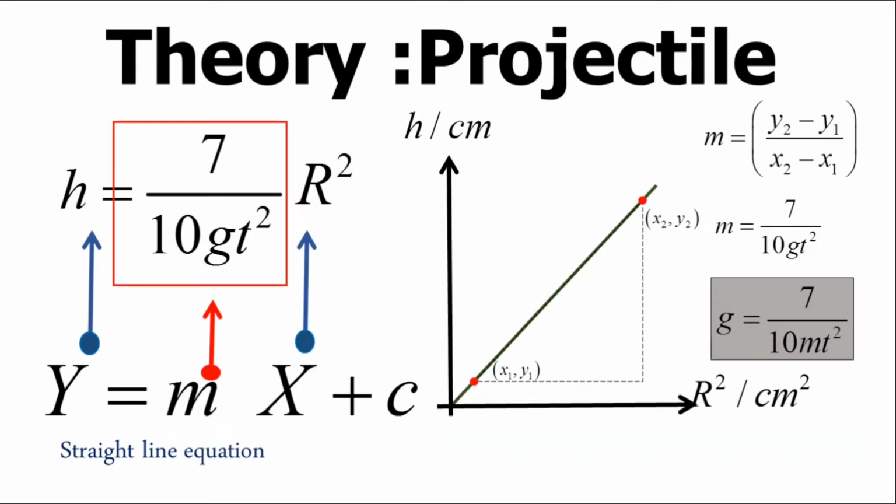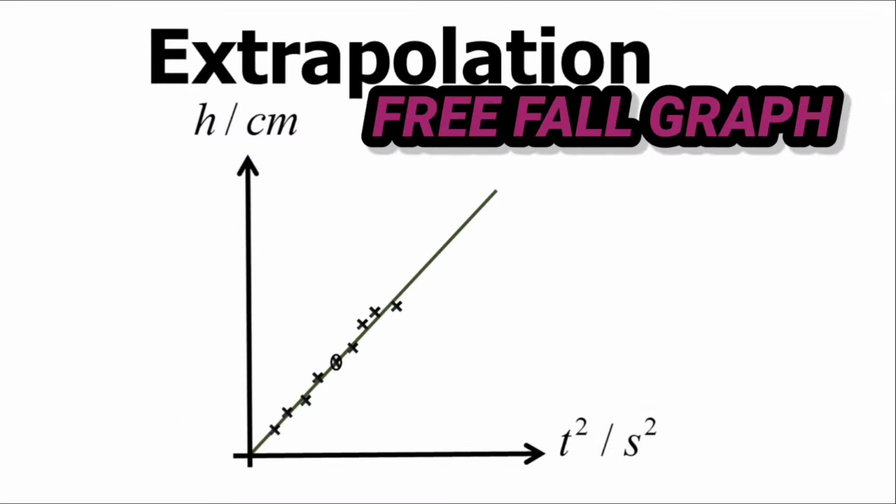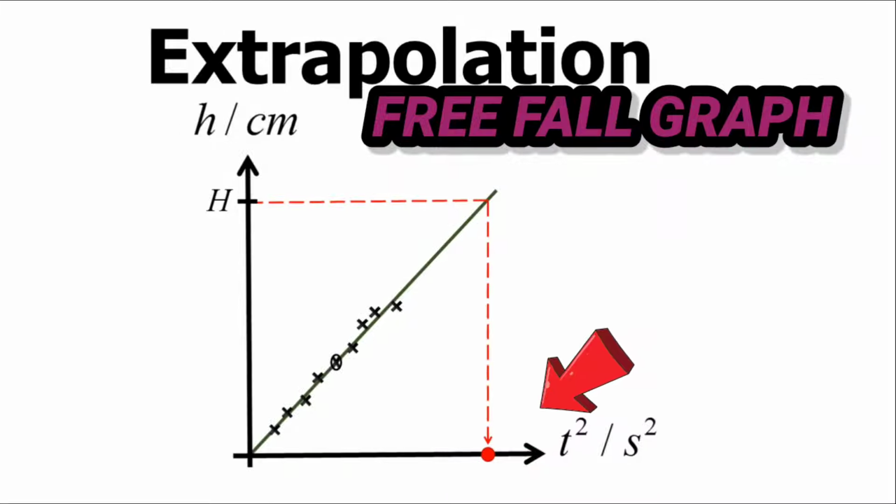The t square is the falling time square of the projectile. To get the value of t square, you need to go to the free fall plot, mark the falling height, and then you are going to extrapolate the graph to get the value of t square. The value of the time square that you get from the extrapolation is the falling time square of the projectile. You are going to substitute this value into the equation of gradient for the projectile.